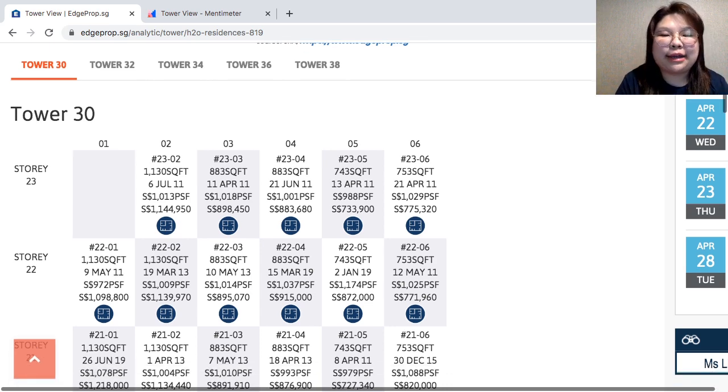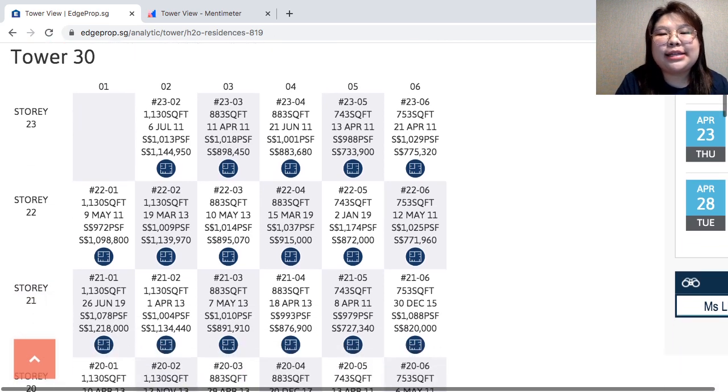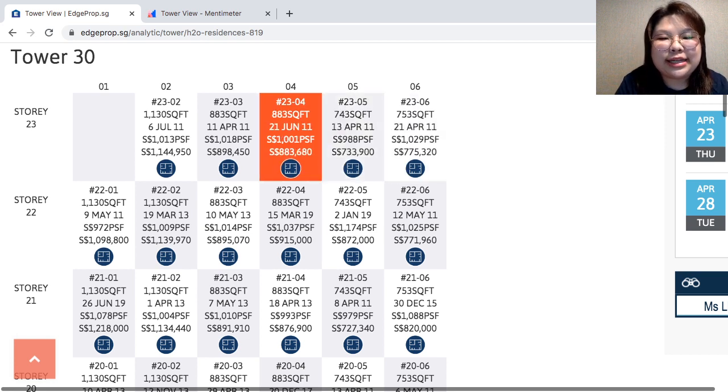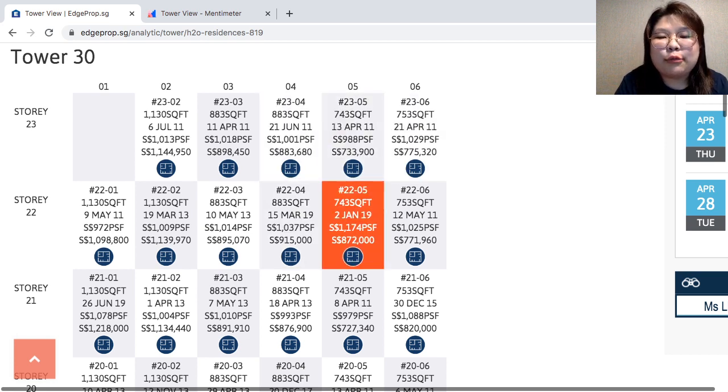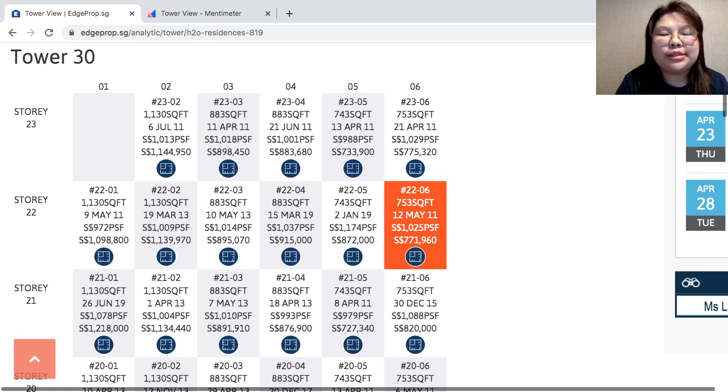Next thing I want you to take note of is this blue color circle within each of these grids. When you see this blue circle, this means that we have the floor plan for this particular unit. Do take note, we have floor plans for apartment condos only. We're looking at about 70-80% of the apartment condos in Singapore, and of course, we are also consistently adding new ones as more and more projects get included.